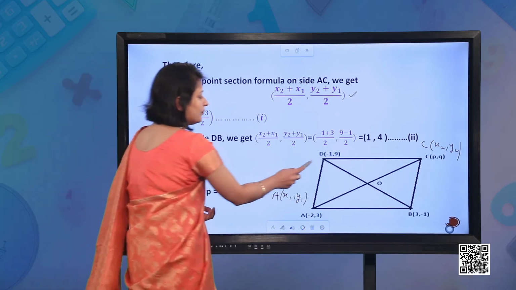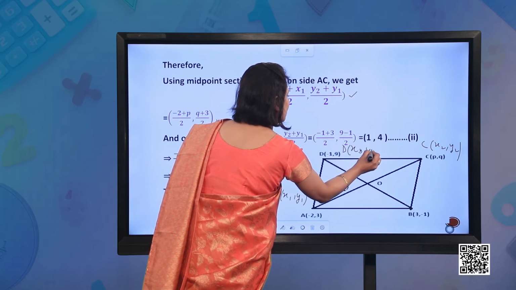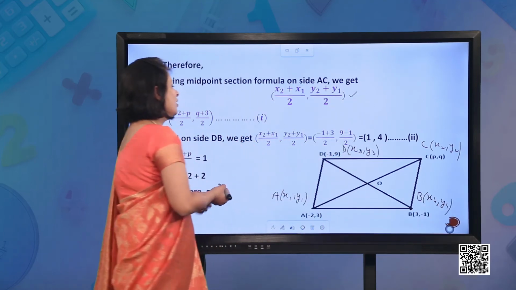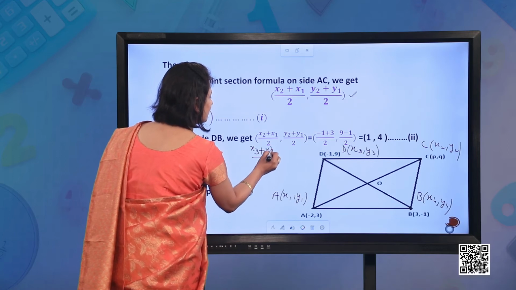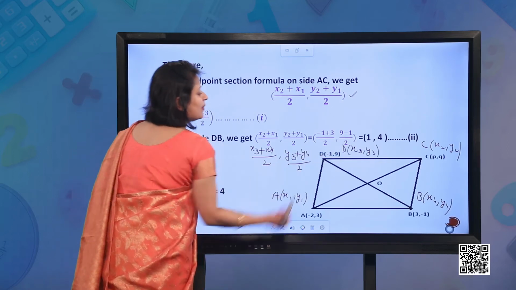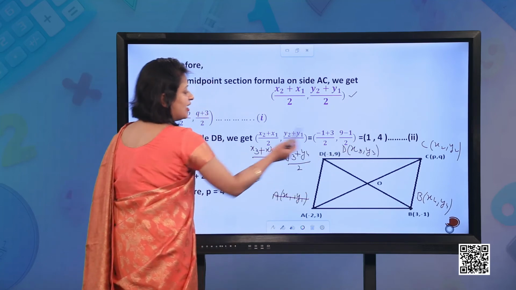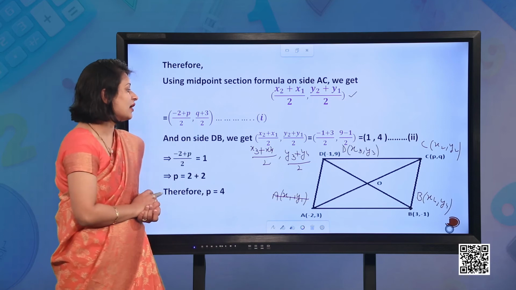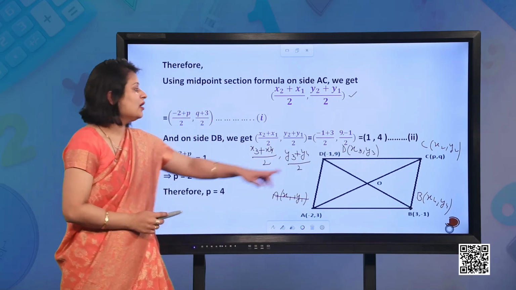Now on the side DB, again consider this as (x3, y3) and this as (x4, y4). You can write this as (x3 plus x4) divided by 2 and (y3 plus y4) divided by 2. Or you can again use this as (x1, y1) and (x2, y2) by simply replacing like this. So substitute x3 as -1, y3 as 9, x4 as 3 and y4 as -1. What will you get? (-1 plus 3) divided by 2, (9 minus 1) divided by 2. The coordinates will be (1, 4).